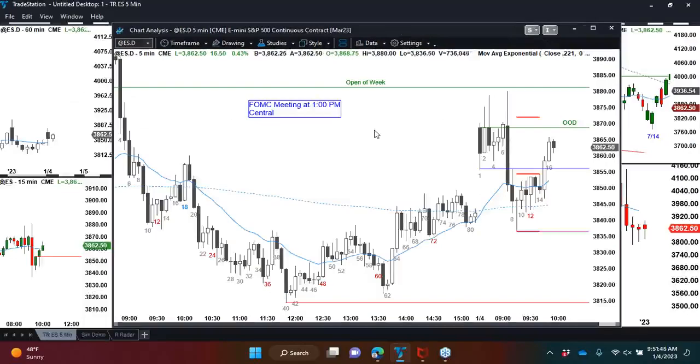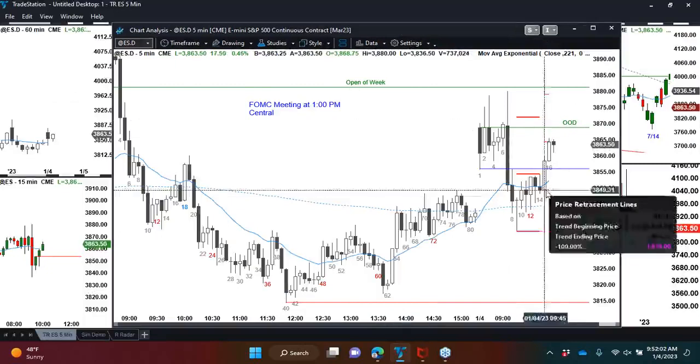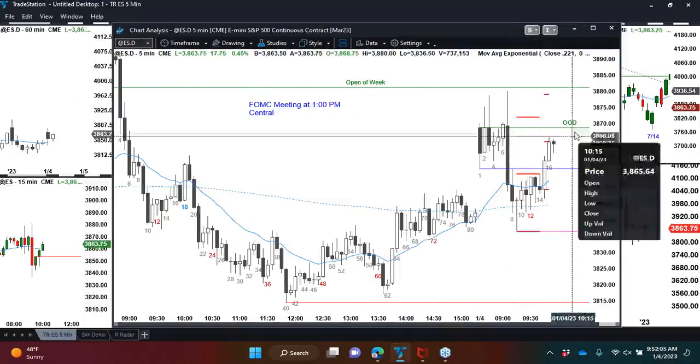So 15, 16, breakout, follow through, buy the close, obvious target, bear flag above, just about the open of the day. So probably going up to there, may get to the open of the week. Measure move target from here to here. So that's another reasonable spot.